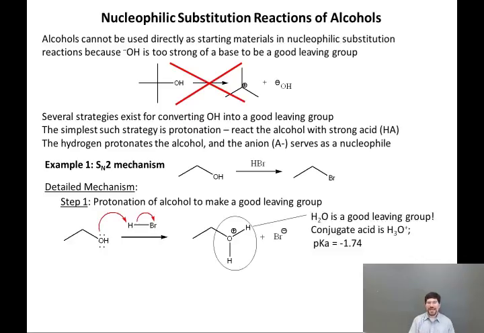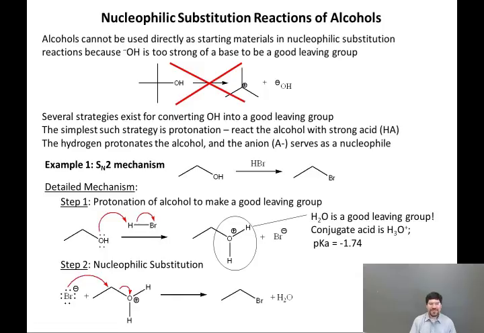Note that the protonated ethanol will lead to water being a leaving group. Okay? If you break the carbon-oxygen bond, putting both electrons onto the oxygen, that will give you a molecule of water. And water, of course, is a good leaving group. Its conjugate acid is H3O+, and the pKa of H3O+ is negative 1.74.